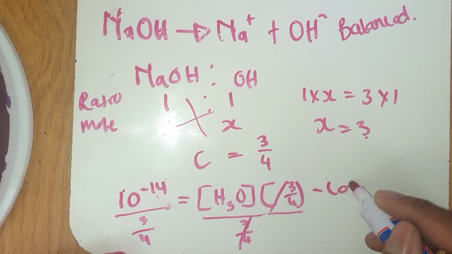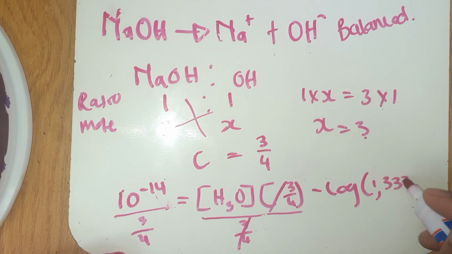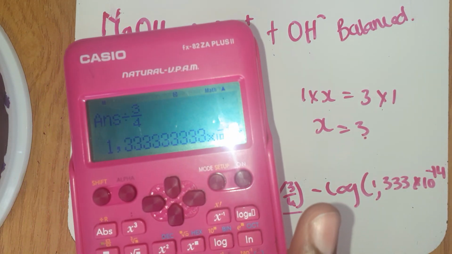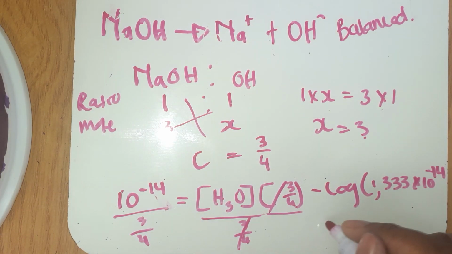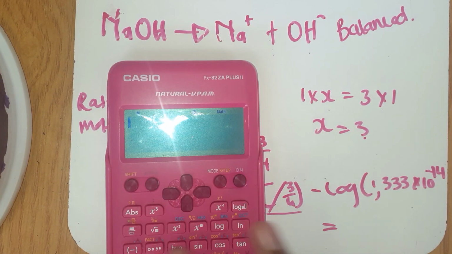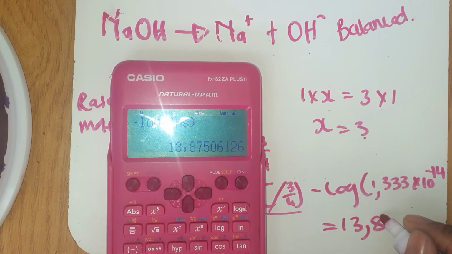We'll just say negative log of 1.333 times 10 to the power of negative 14, just like it appears here. So when we punch that into the calculator and say negative log of the answer, we will get 13.88 as the answer.